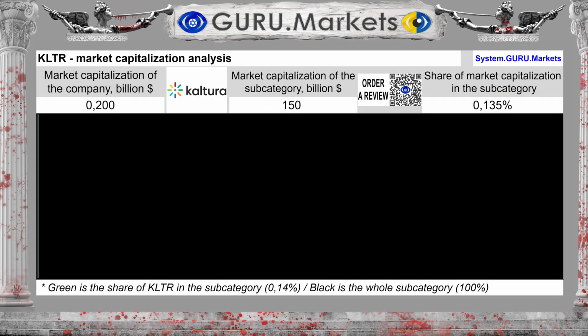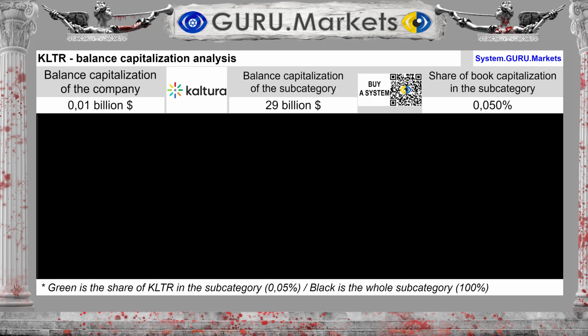Well, friends, we are finally starting. Market capitalization of Kaltura Inc. is $0.2 billion, and the capitalization of the subcategory is $150 billion. Kaltura Incorporated accounts for a share of 0.135%. This is one of the very small companies in the subcategory. The company's balance sheet capitalization is $0.01 billion, with a balance sheet capitalization of the subcategory of $29 billion. Kaltura Incorporated constitutes a share of 0.05%.